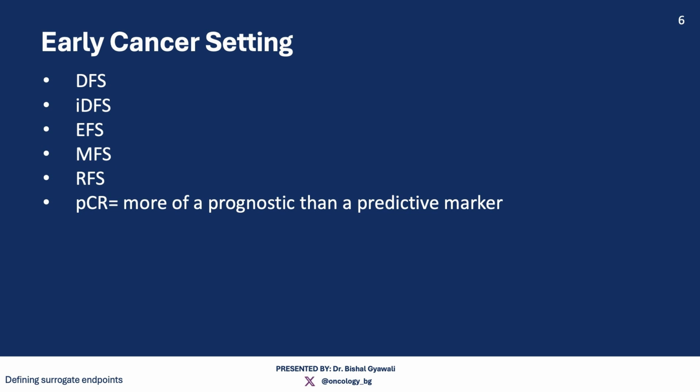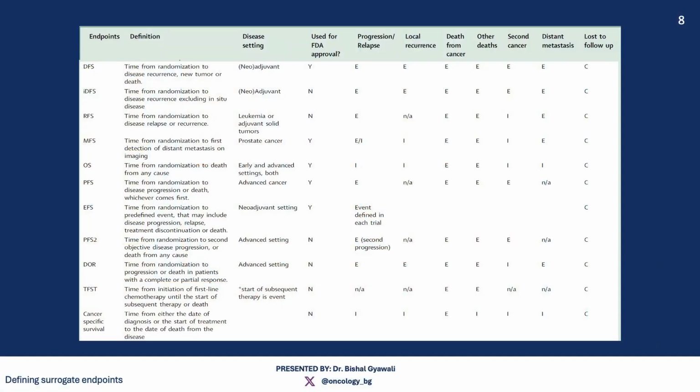Pathological complete response deserves a special mention because it is used more as a prognostic marker. It is not reliable as a predictive marker. It is reliable as a prognostic marker. That means irrespective of how you achieve pathological complete response, you will have a good prognosis. But that does not necessarily mean that a drug that improves pathological complete response will improve survival. And event-free survival is basically disease-free survival, but in neoadjuvant setting.